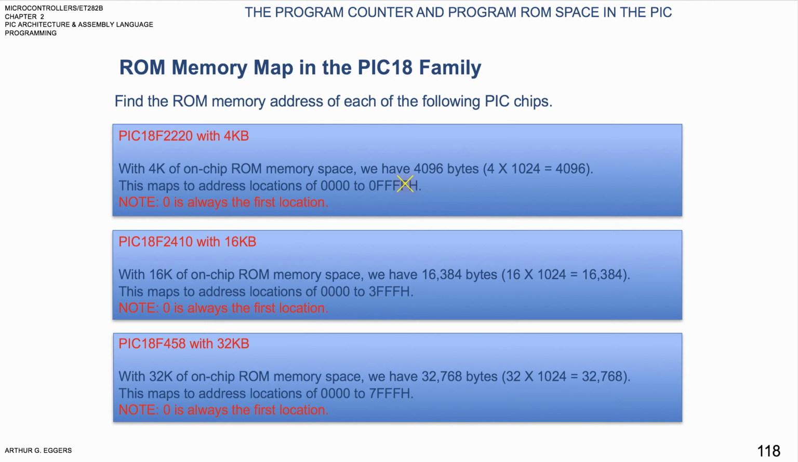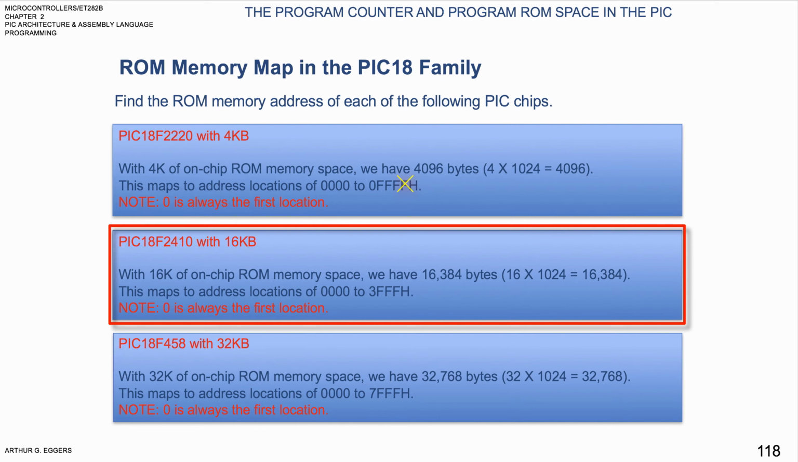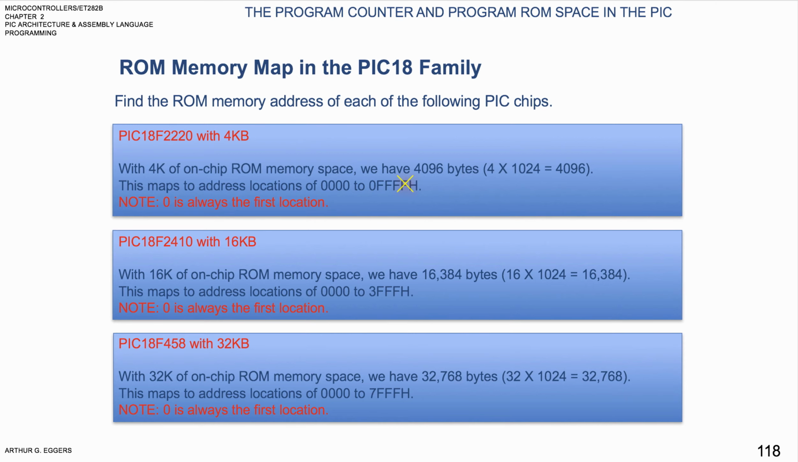In the next one, with the PIC-18F2410 with 16K of on-chip ROM memory space, we have 16384 bytes, or 16 times 2 to the 10. This maps to address location 0000 to 3FFF hex. Note, 0 is always, again, the first location.